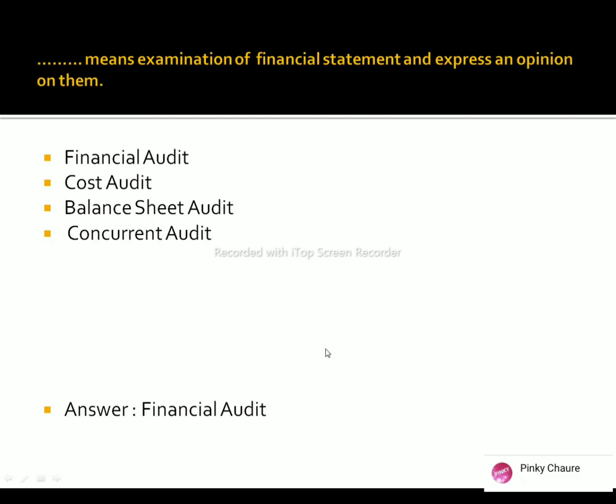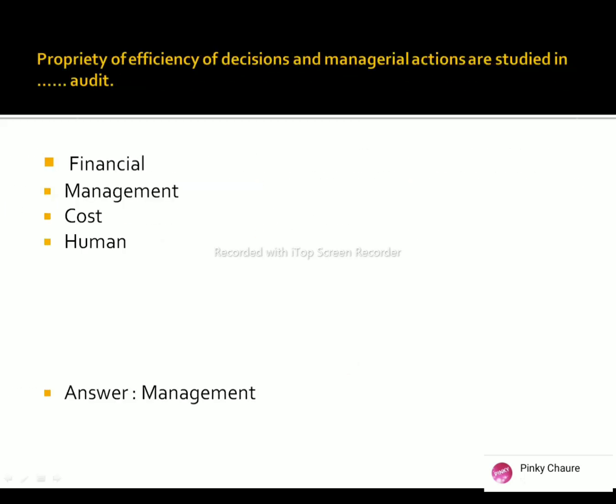Dash means examination of financial statements and expressing an opinion on them. Option is financial audit, cost audit, balance sheet audit, concurrent audit. Answer is financial audit. Propriety and efficiency of decisions and managerial actions are studied in dash audit. Option is financial, management, cost, human. Answer is management.